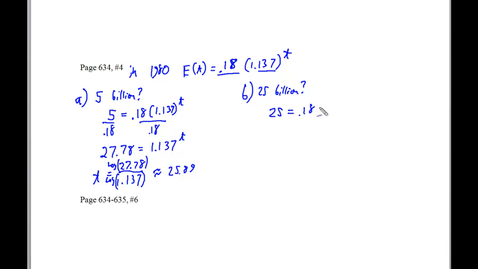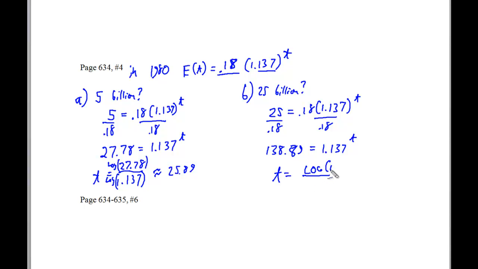25. 0.18, 1.137 raised to the t power. Divide both sides by 0.18, so that gives us 138.89 is equal to 1.137 to the t power. Then we use our change of base formula to find t. This time I won't forget the log here. The log of 138.89 divided by the log of 1.137.